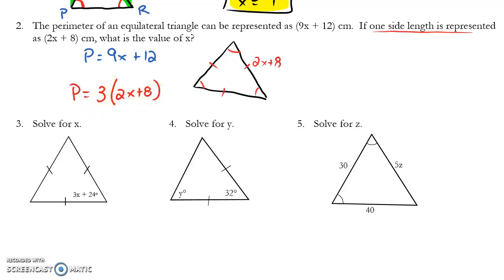What's nice now is I actually have a system of equations. This is both what the perimeter is equal to. I can substitute. I can get rid of the perimeter here and replace it with 9x plus 12 because I have been given the perimeter in 2 different ways. But the perimeter is the perimeter. So either way, it's equal, meaning I have 9x plus 12, that's the perimeter, must be equal to 3 times 2x plus 8 because that's also the perimeter.